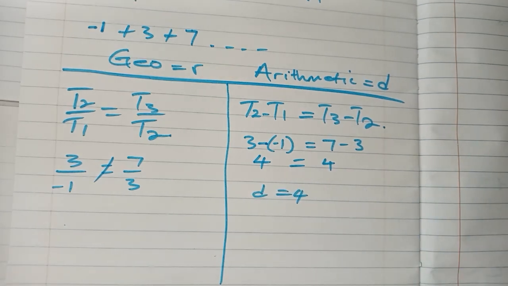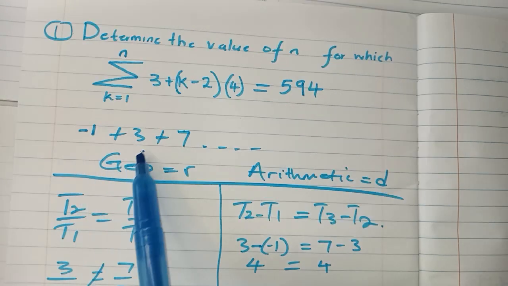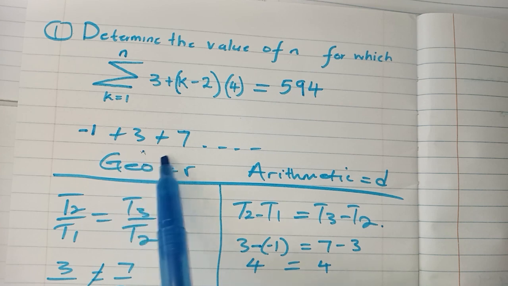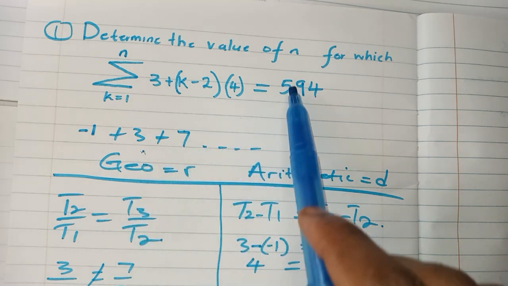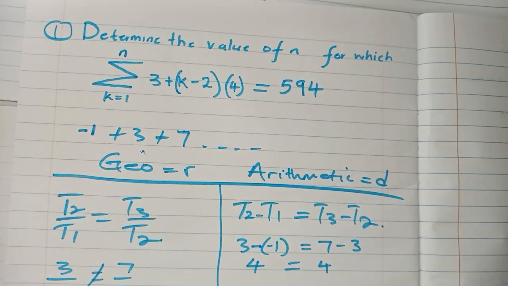Now we continue. We don't forget the question. The question was telling us to find the value of n for which this series is going to be equal to 594. Let me show you what you do here, because we have never done this on the channel, but believe me, it's going to be easy. I've given you quite a few hints about this one, so it's going to work out, believe me.